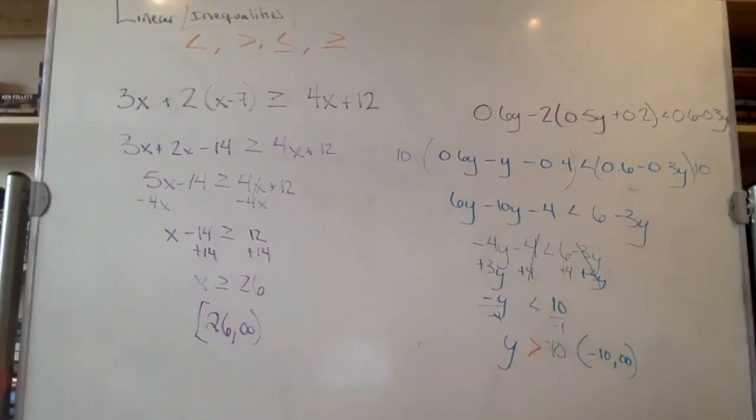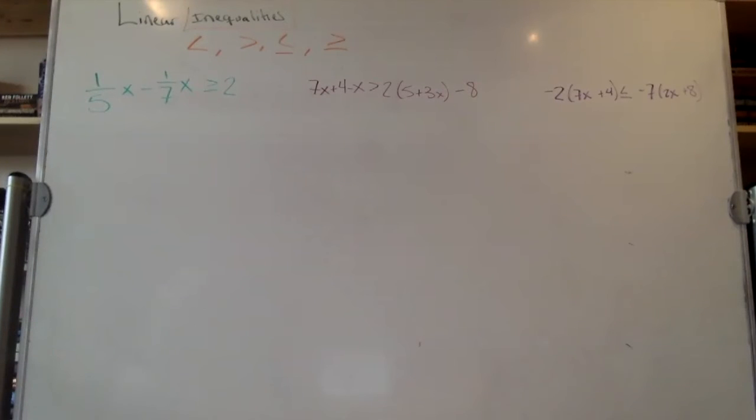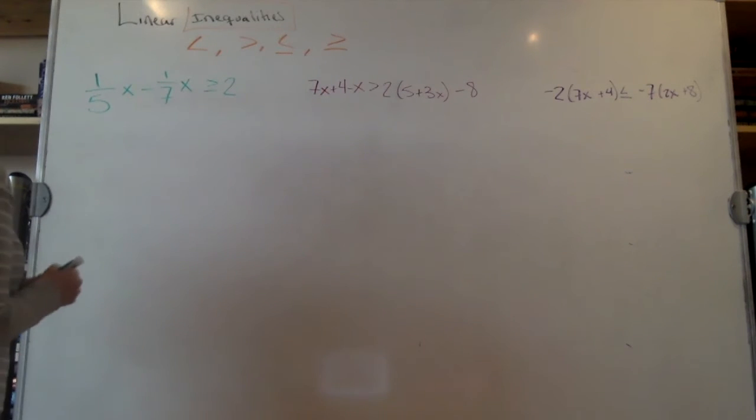I'm going to put up 3 more examples. All right, 3 more examples. Let's start here. 1/5 x minus 1/7 x is bigger than or equal to 2. The first thing I would do here is clear my fractions.